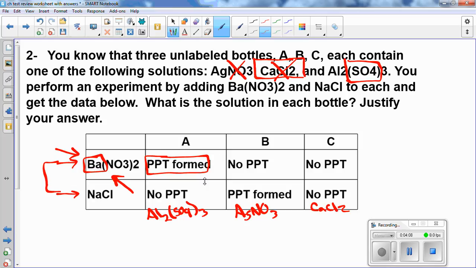You could use the proof that silver nitrate formed a precipitate with sodium chloride, or chloride, to justify it. And then you could also include that neither one of these formed a precipitate, and that proved that bottle C was calcium chloride. So hopefully that helps you with that one. It's all about what forms a precipitate with what thing.